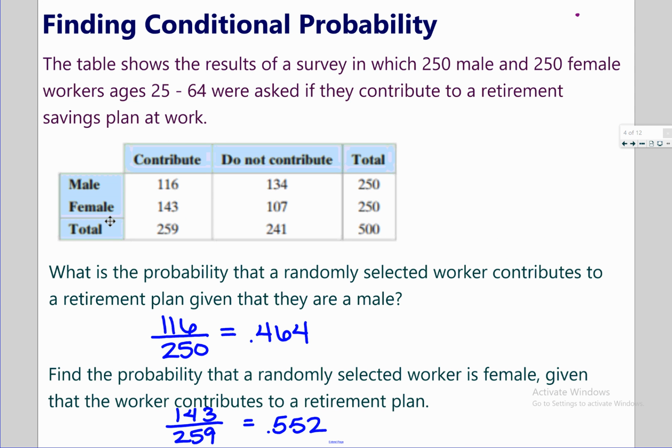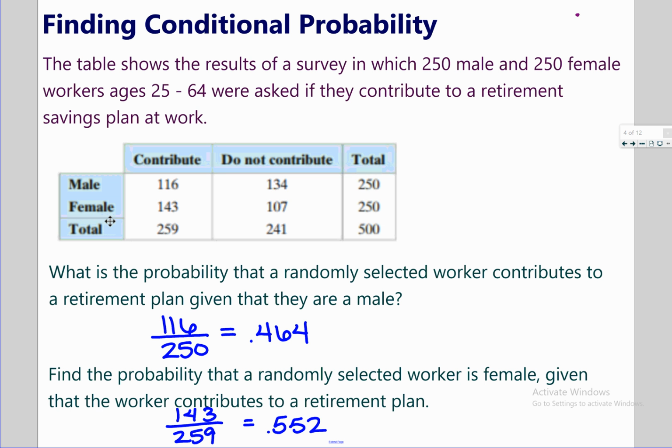Okay, you should get 0.464 and 0.552. I heard Ryan say the given is what you're dividing by. I think that's a good way to put it. Given is what you're dividing by, that total. Okay, so like the first one, you're given that they're a male, so the male total is what you're dividing by. And then the other one is within that first row there. And then the second one, you are given that they contribute. So the total people that contribute are 259, and then the females within that are your numerator. Okay? Any questions on those?